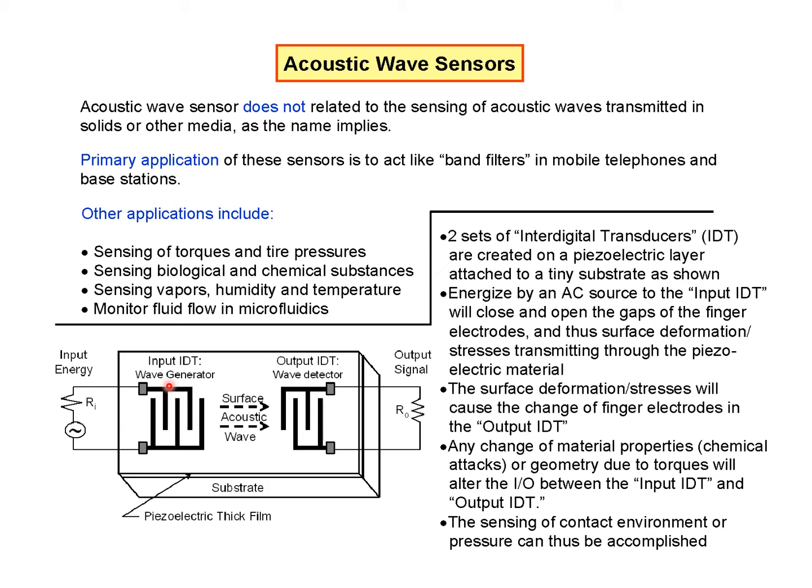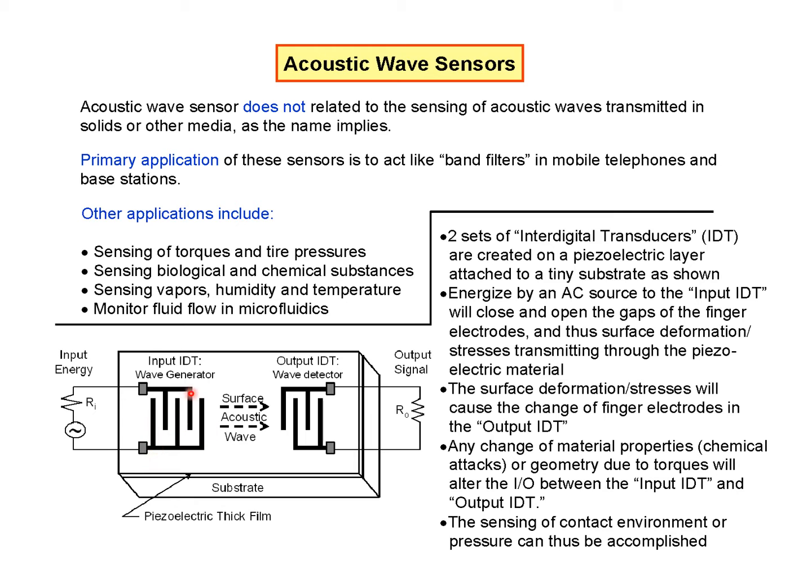So here the primary application of these sensors is to act like band filters in mobile telephones and base stations. It has some other applications also, such as sensing of torque and tire pressures, sensing biological and chemical substances, sensing wafers, humidity and temperature, and monitoring fluid flow in microfluidics. For this acoustic wave sensor, we have two sets of interdigital transducers.